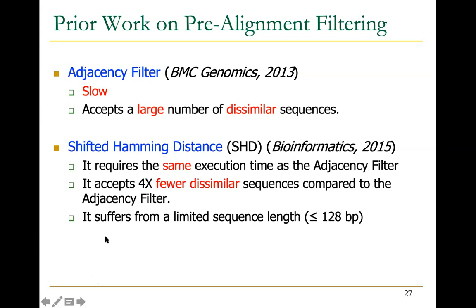And also the implementation they provide for shifted Hamming distance uses SIMD, an old implementation of SIMD registers that is limited to 128 bits, 256 bits, which corresponds to 128 characters. That is the limitation of this filter. So you cannot filter sequences longer than 128 characters.